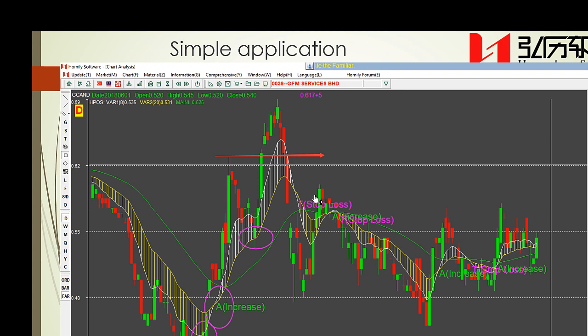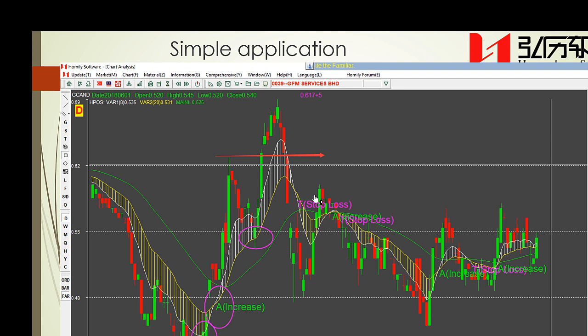So here, when it breaks out of both the white line and the yellow line, it is the first buy point. The first buy point, and then the second one is when the increase signal appears. So this is the second buy point here. After we buy it, the price keeps rising, and then the white band also enlarges, getting wider and wider. So here we can see it is a good uptrend. So here we should follow the trend.